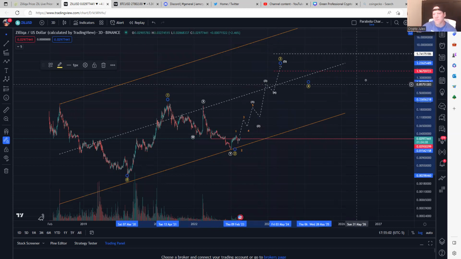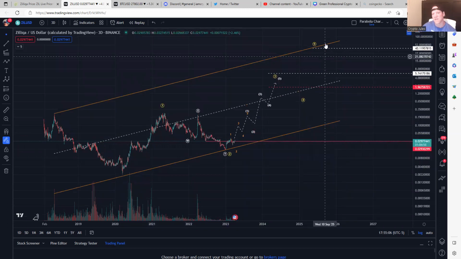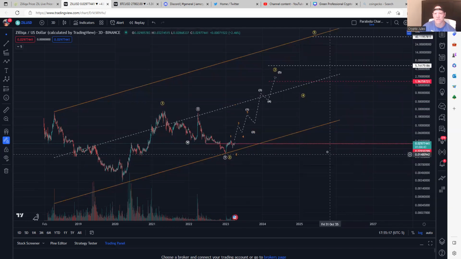Once we get closer, I'll be able to define that target in more detail. And then the fifth and final wave potentially going all the way up to $40. Seems absolutely crazy, but that's what Elliott Wave and the structure of Elliott Wave says is possible. Doesn't mean it's going to do it, doesn't mean it has to do it, but it's just possible.